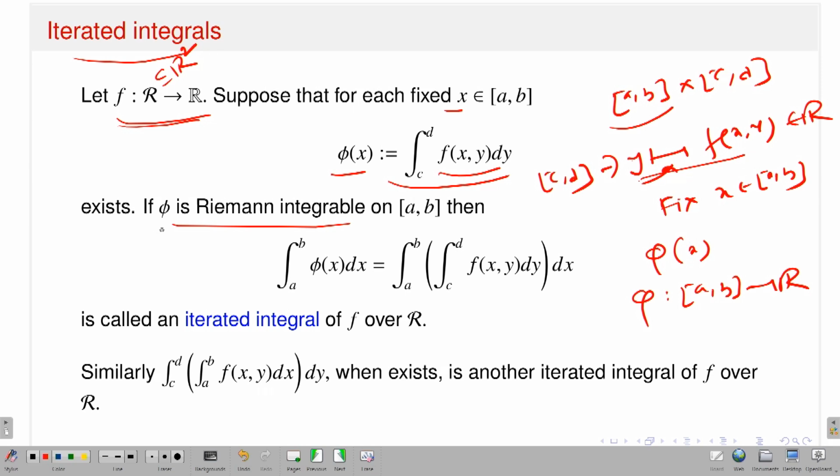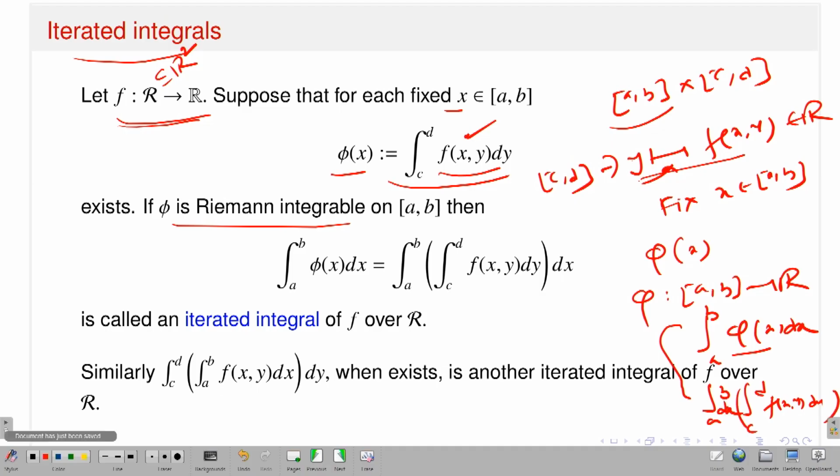Now, the assumption I make is that if phi is Riemann integrable on the closed interval [a, b], then of course the integration from a to b of phi(x) dx makes sense. And what is that? This is nothing but integration from a to b, where we just replace phi(x), because phi(x) is here. So that means this is nothing but integration from c to d of f(x, y) dy, and then you have an integration with respect to x.